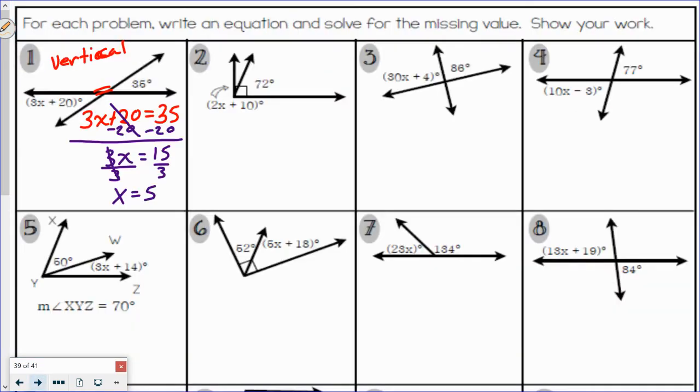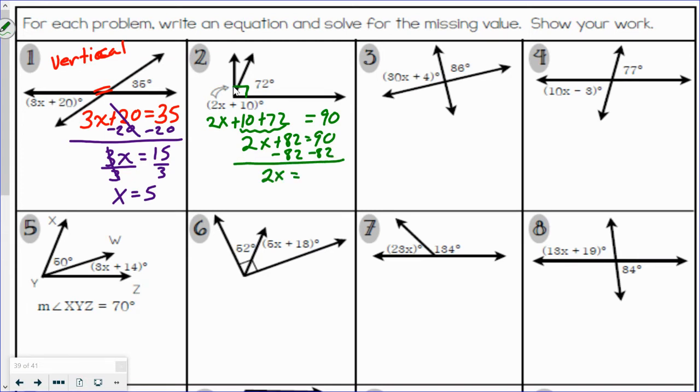All right, let's go look at a different one. Number 2 is complementary. If we look, we get a 90-degree angle. So I need to add these two to equal 90 degrees. So 2x plus 10 plus 72. Combine your like terms: 2x plus 82 equals 90. Then we can do our subtraction. So we're going to do 2x equals 8 and divide by 2, and x equals 4.